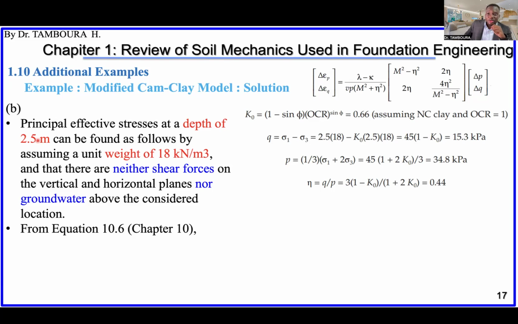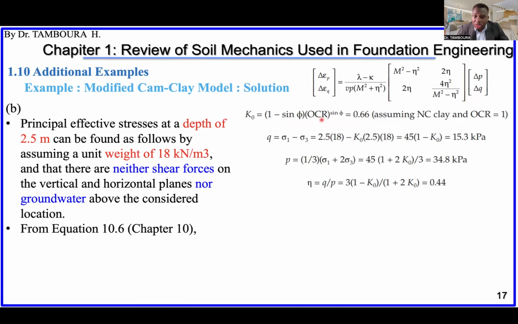Okay, and the horizontal stress by using this K naught. Do you remember the relationship between vertical and horizontal pressure? They are linked by K naught. Okay, and the formula for K naught is given here. We did this in the previous, I think, 2 videos before this one. Please check back this formula.